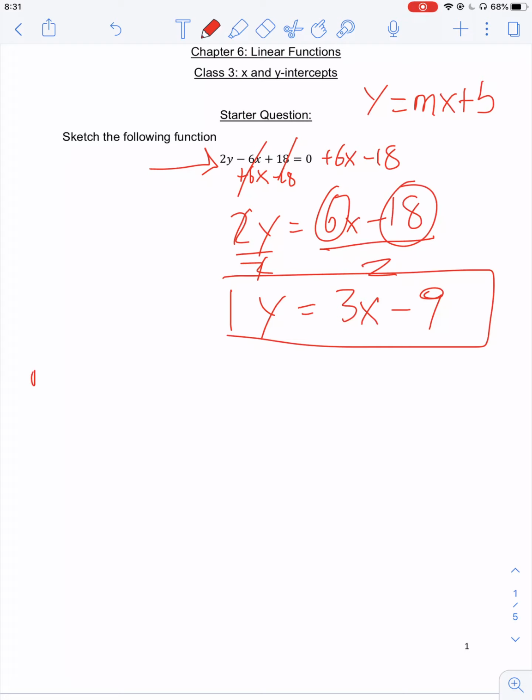So what is my slope? My slope is equal to my m value, which is 3 in this case. It's just the coefficient of your x term, and it's positive, so my function will be rising. And my b value, which is my y-intercept, is minus 9. If you want to write this as a point, this is the point where x is 0 and y is minus 9.